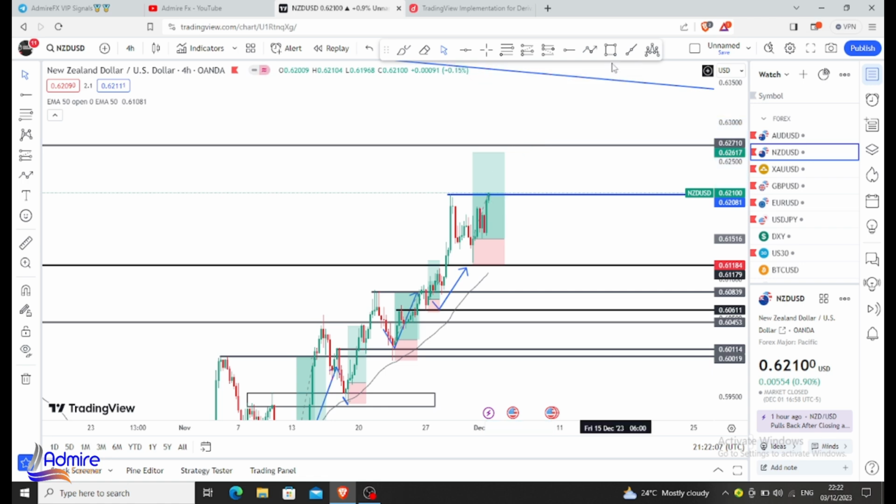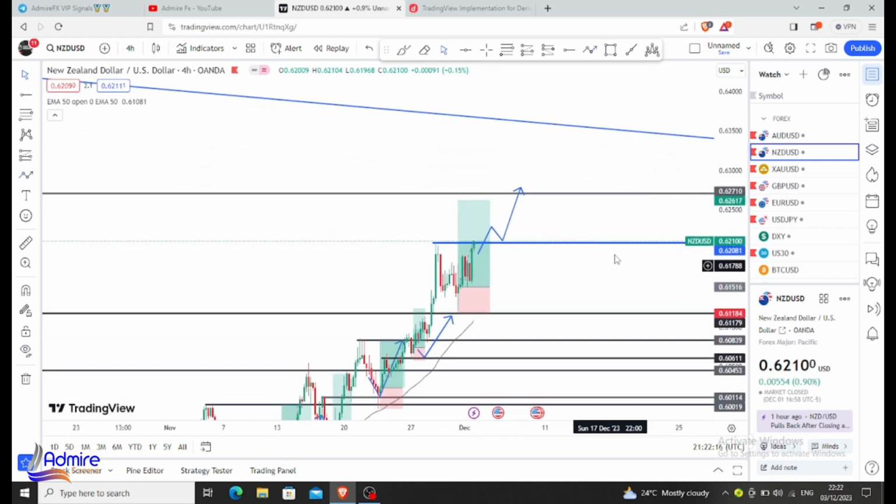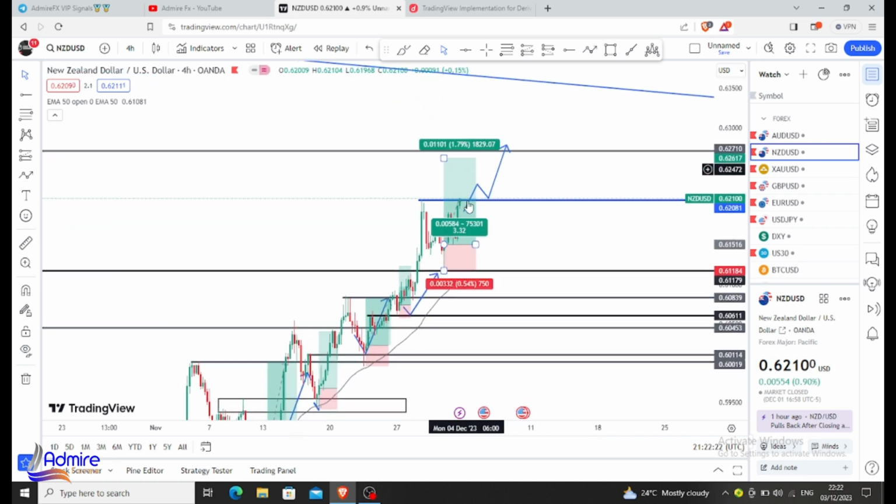Okay, breakout, retest, and a bullish continuation to the upside, guys. So that's the black zone of the 0.6710. So more bullish continuations to the 0.6710. Already we have my 1:3 here. There about we are almost 1:2 smash take profit, but we are targeting 1:3, which is the next level on NZD/USD. So more bullish continuations on NZD/USD.